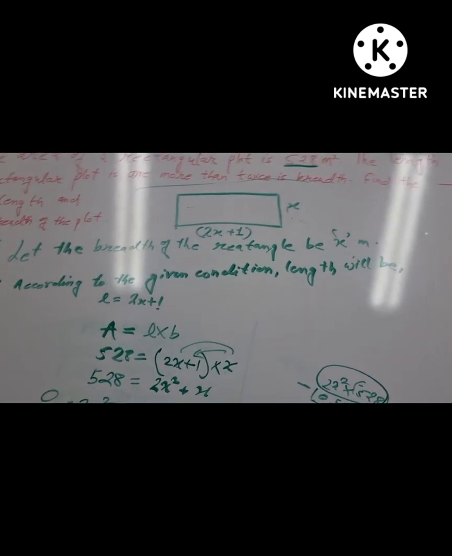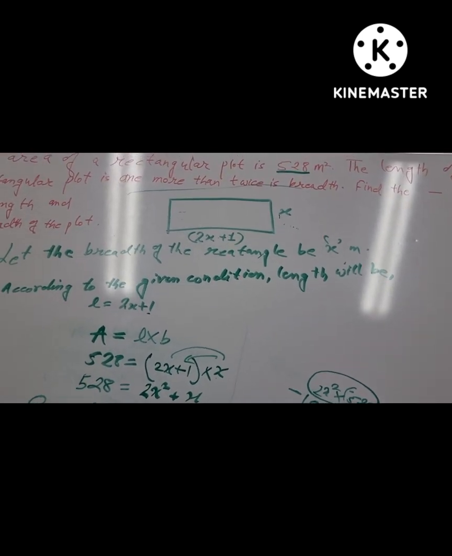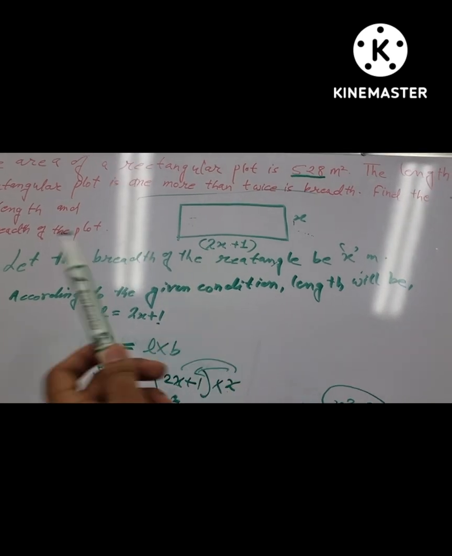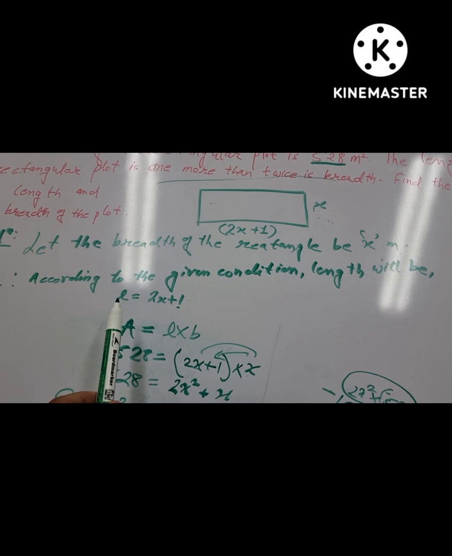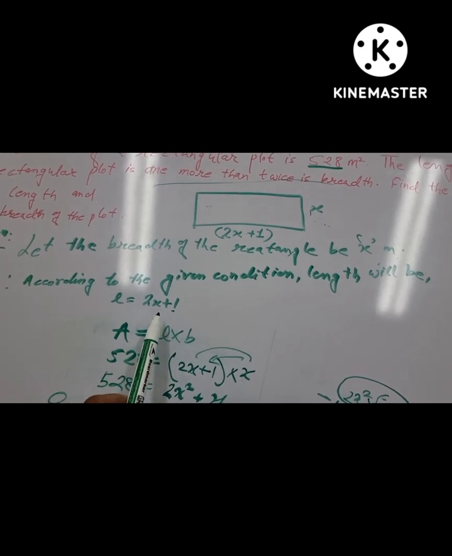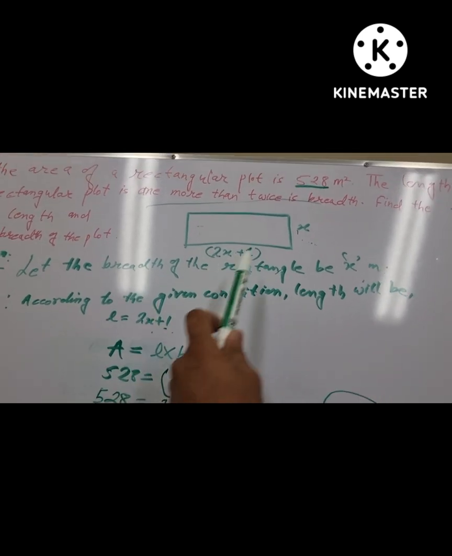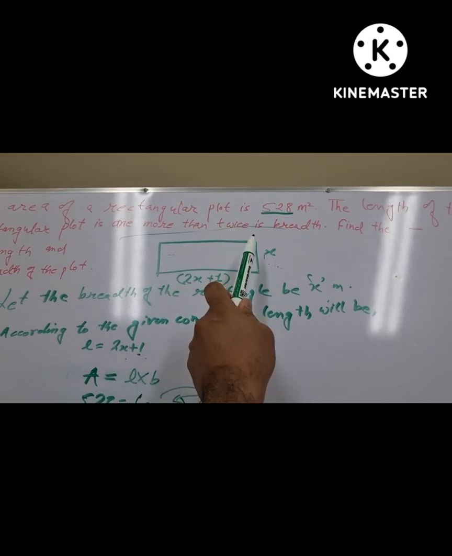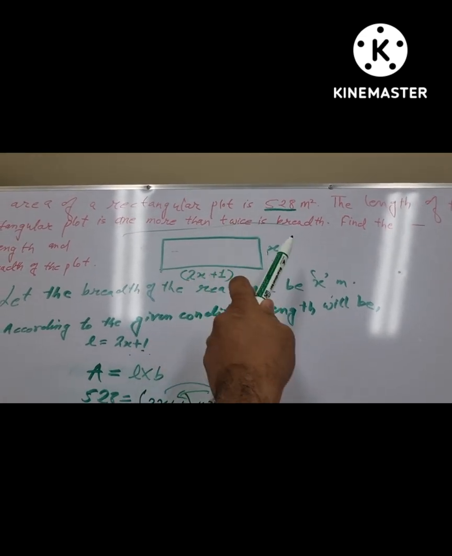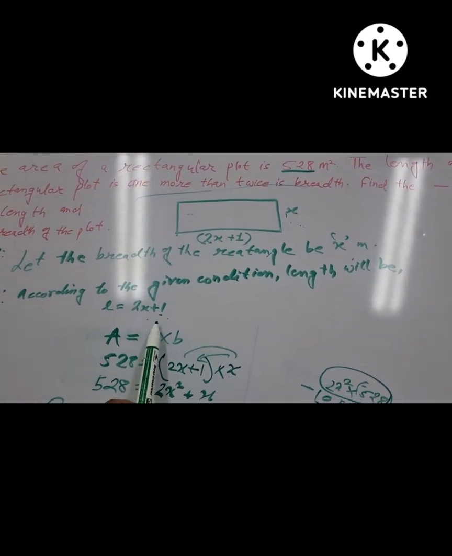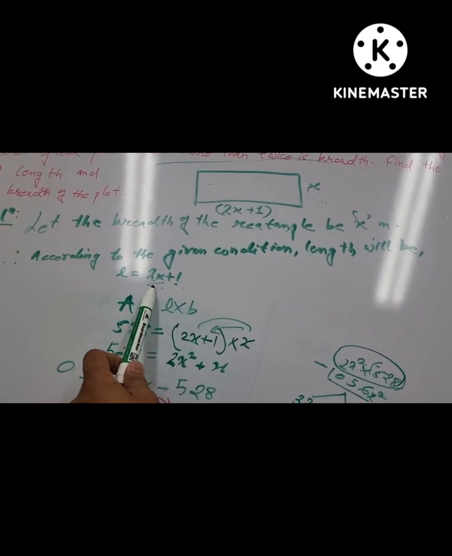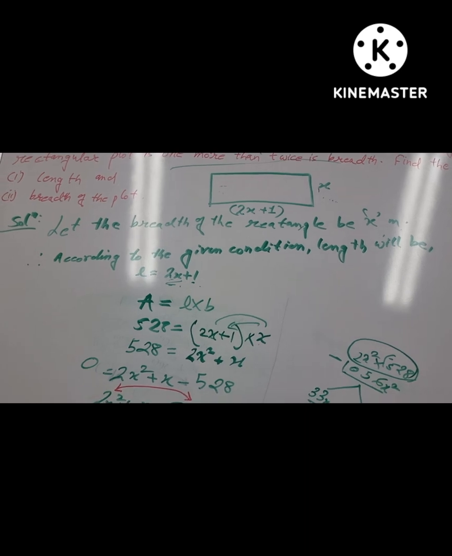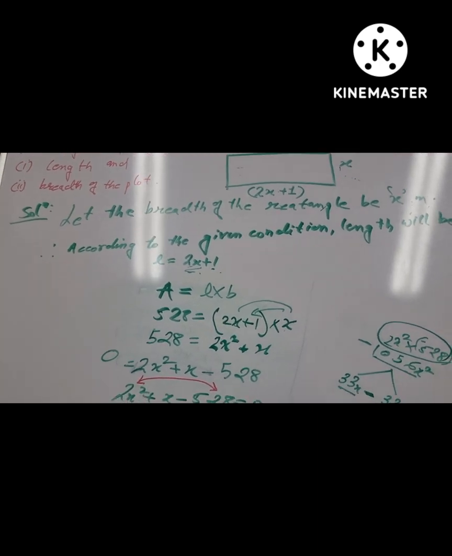So according to the given problem, length will become 2x plus 1. Why? Because it says length is 1 more than twice its breadth. That is, 1 more than means we will add 1 more than twice its breadth. Okay, so length will become 2x plus 1.